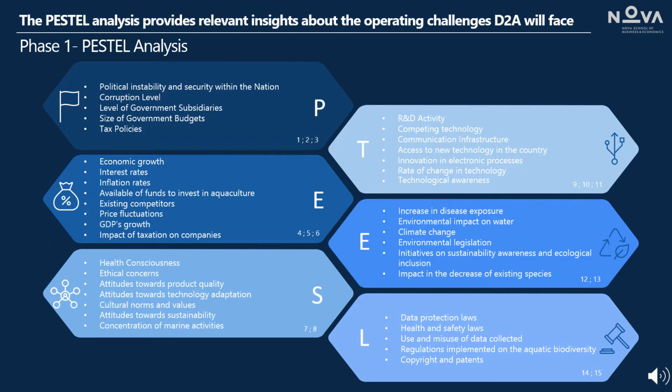For the external analysis, DA2 performed a PESTLE analysis, which provides relevant insight about the operating challenges DA2 will face. Regarding the political aspect, it is important to determine the factors that impact DA2 profitability in a certain country or market, namely the Transparency Index. For the economic one, DA2 must use the country's financial situation to forecast the growth trajectory of not only the aquaculture sector but also that of the company.